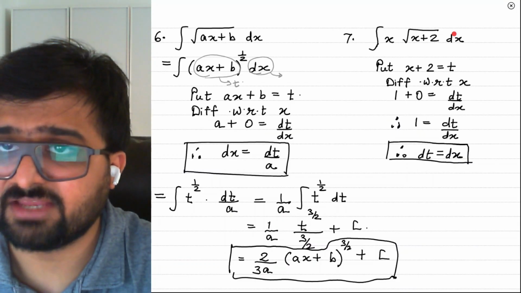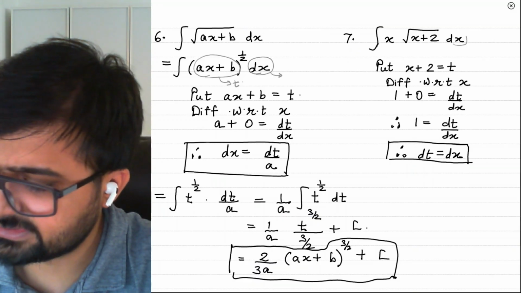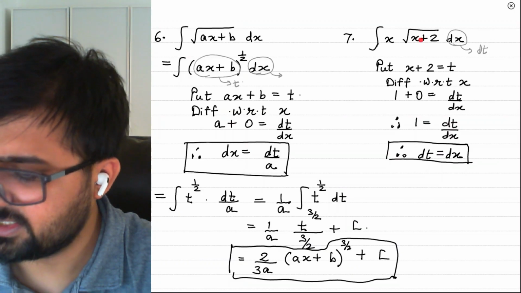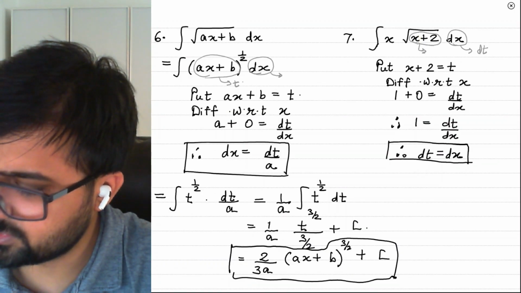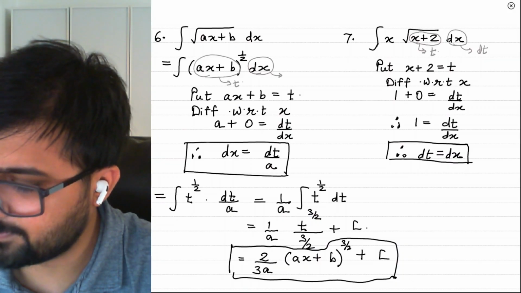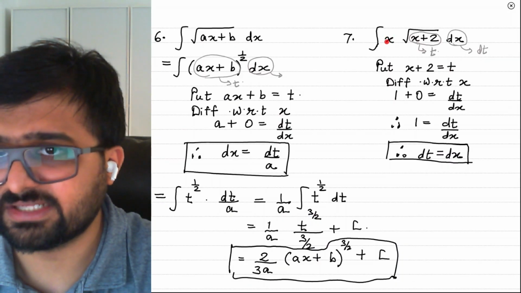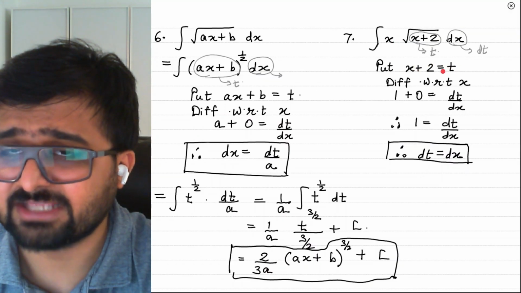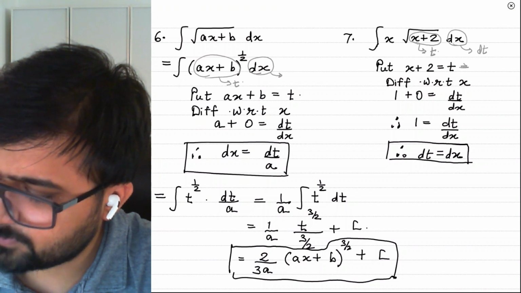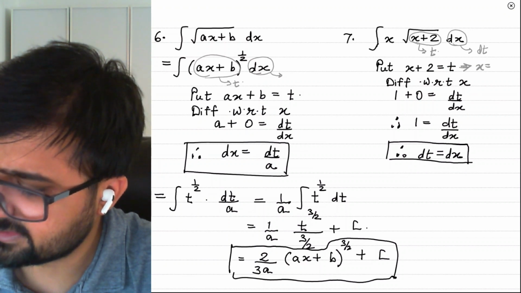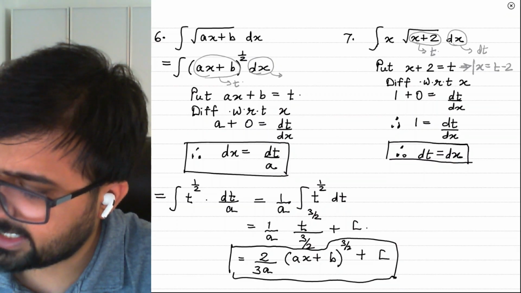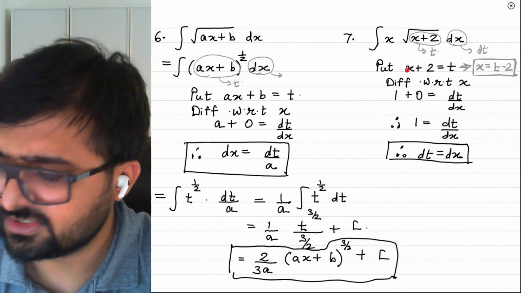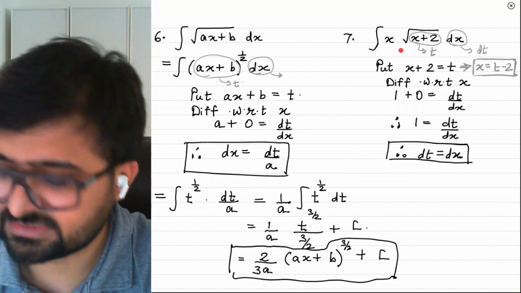Now let's convert this entire function in terms of t. We know that this dx is nothing but dt. So you can just replace that with dt. This x plus 2 is nothing but t here. So this is t. Now what about this x? How to convert that x in terms of t? In order to convert that x in terms of t, if you notice here, x plus 2 is equal to t, which implies that x is t minus 2. Because we need to convert that x to t, we write x is equal to t minus 2.